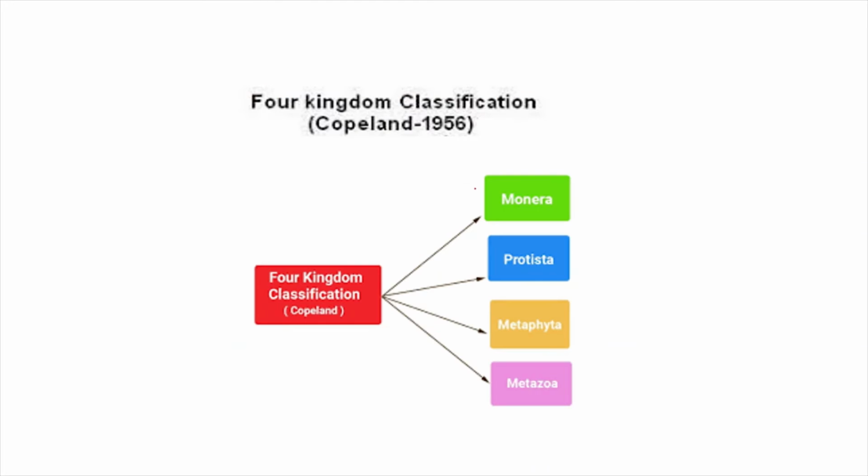Four kingdom system of classification was proposed by Copeland in 1956. So he classified living organisms into four major kingdoms. Number one, kingdom Monera, which had mostly prokaryotic species. Number two, kingdom Protista, which had unicellular eukaryotes. Number three, Metaphyta, or the kingdom Plantae, which had all plants within it. And number four, we have Metazoa, or the kingdom containing all animals.